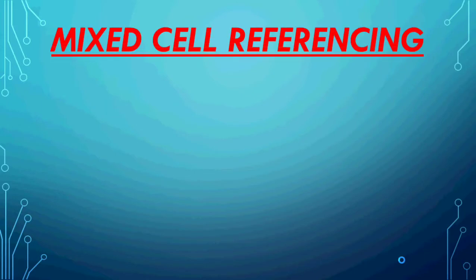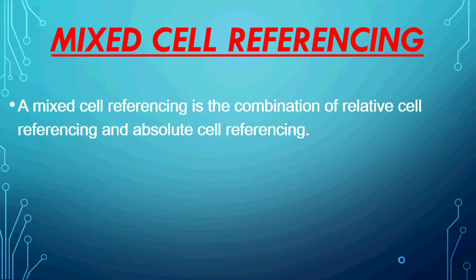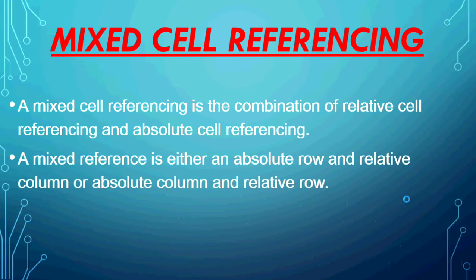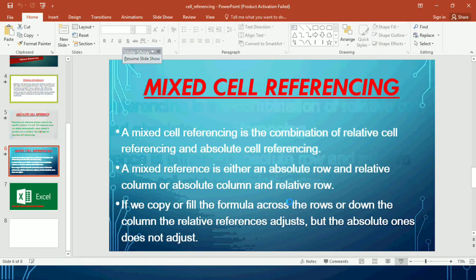The third type of cell reference is mixed cell reference. It is a combination of relative cell reference and absolute cell reference. A mixed reference is either an absolute row and relative column, or absolute column and relative row. So let's see with an example.